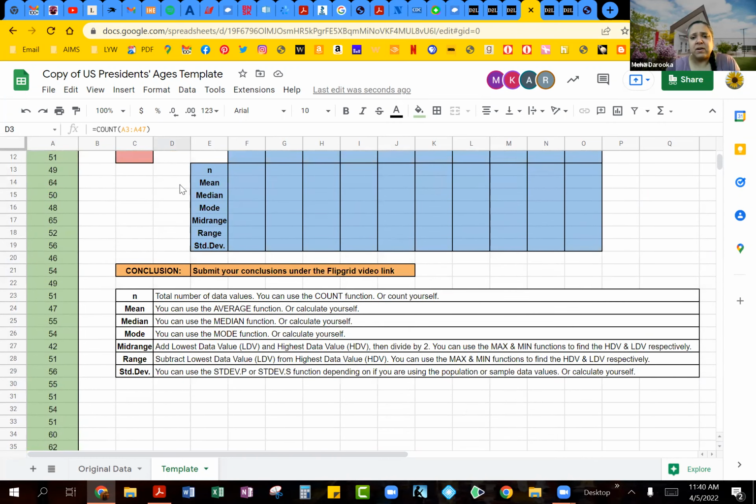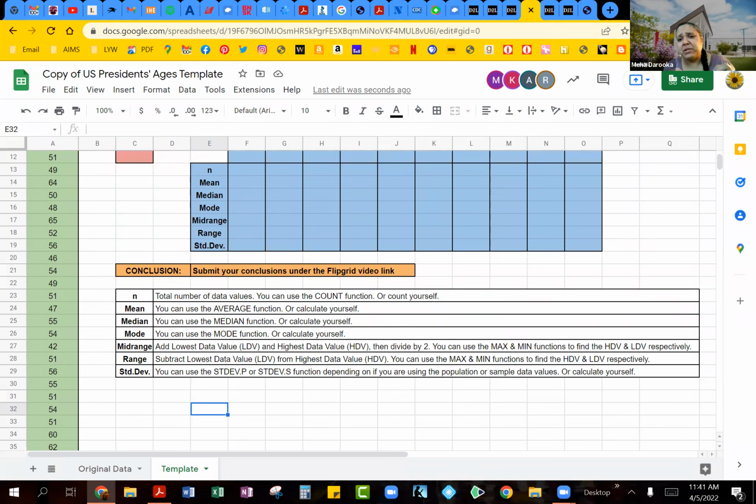As you will see at the bottom of our table, I've given you a list of built-in functions that you can use to find some of these values. When you work on your homework, it will have you do some of these calculations by hand, and I encourage you to do that, because you should be able to do these calculations by hand. At least with a smaller data set, you should know how to calculate mean, median, mode, mid-range, range, and standard deviation in the most basic fashion.